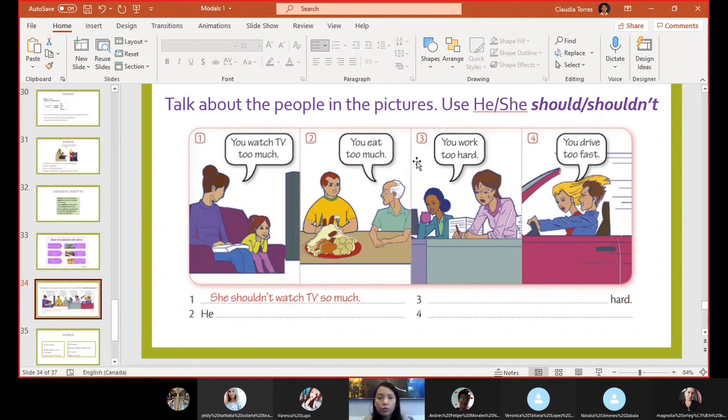Or for example, you eat too much. So what would you say to this guy? What would be your advice, your piece of advice? Teacher, in the second picture, he shouldn't eat too much. Yes, he shouldn't eat too much. Yeah. Now tell me, what other piece of advice would you tell him using should?